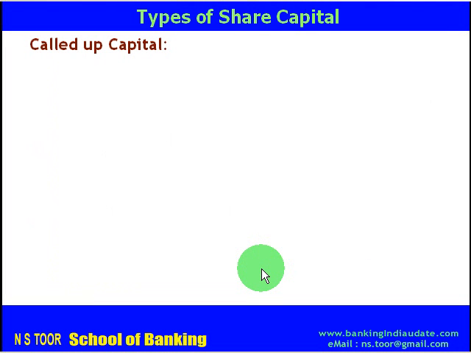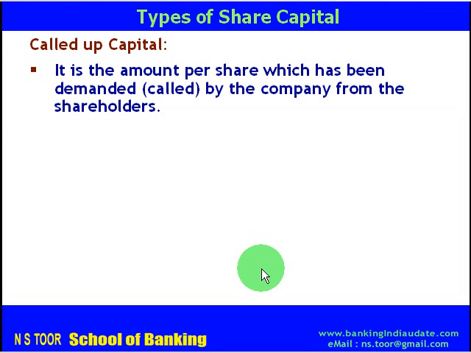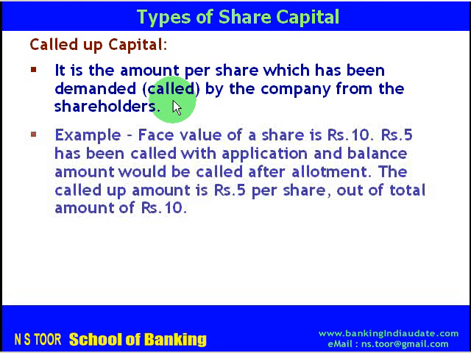Called up capital. Called up capital means the amount per share which has been demanded, that is called, by the company from the shareholders. The shareholders have subscribed to the capital of the company. Now the company can demand money from shareholders. So called up capital is that amount per share which the company has demanded, means called, from the shareholders.